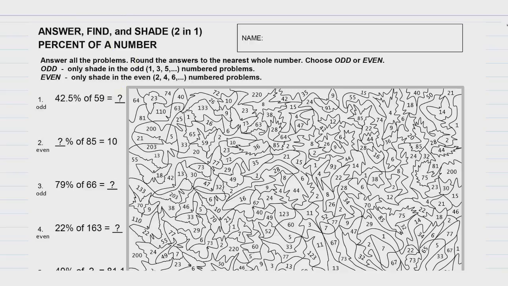Problem number 1, 42.5% of 59. 42.5% of 59 equals an unknown number. So you're trying to find out what percent of 59 you have. And there's 2 ways of doing this. There's the fraction way and the decimal way. I personally like the decimal way, but I'm going to show you both ways just in case. There's actually shortcuts too, but you can use these 2 ways to solve any percent of a number problems.